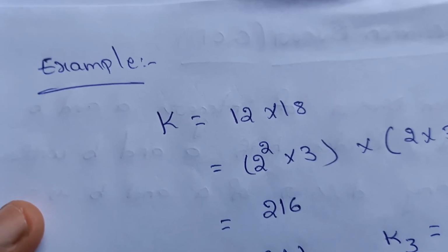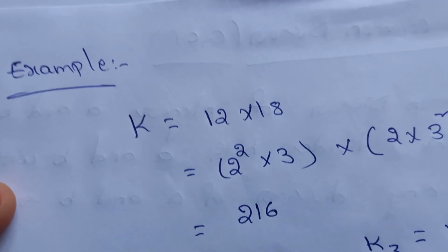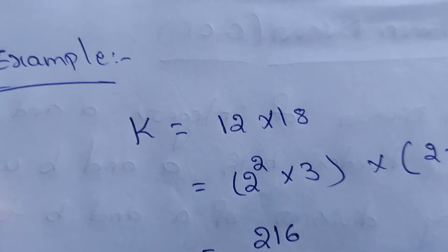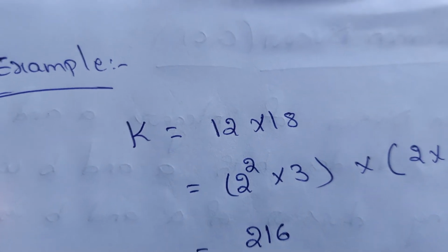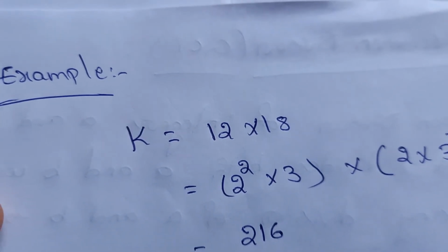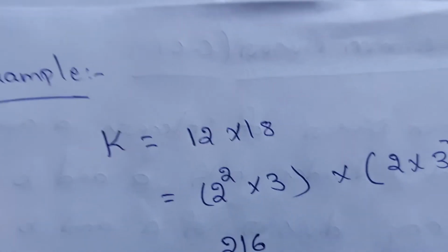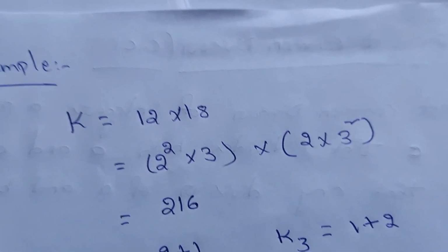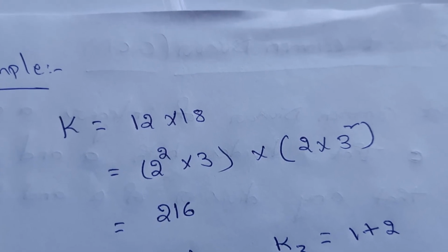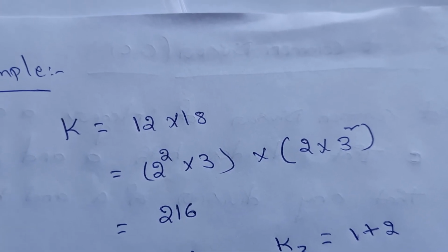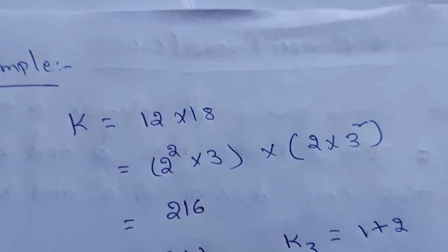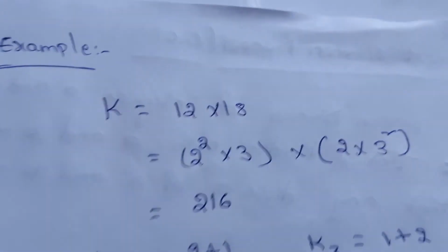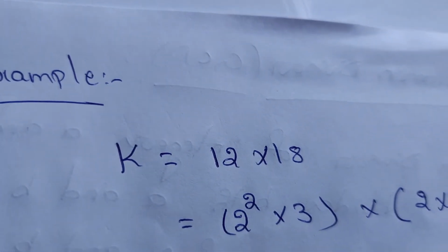Now how do we write 12 in prime factors? 2 power 2 into 3, since 4 into 3 is 12, and 4 is 2 power 2. So 2 power 2 into 3 power 1. How to write 18? 2 nines are 18, so 2 into 3 power 2. Now the result is 2 power 2, 16. Consider first the 12 value, 2 power 2 into 3.